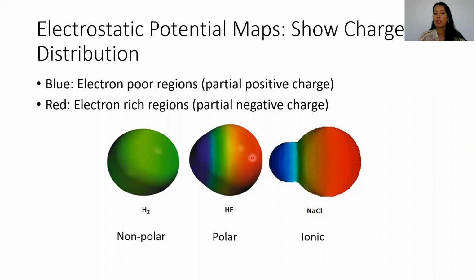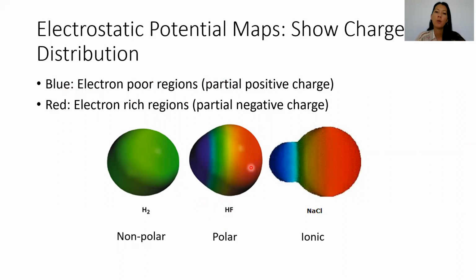So red is more partial negative, electron rich region. Blue is more partial positive. So we can see that with HF. H is on the left here, and it's more partial positive, and that's because fluorine is more electronegative. So it's going to pull more electron density. It'll be the more red end.